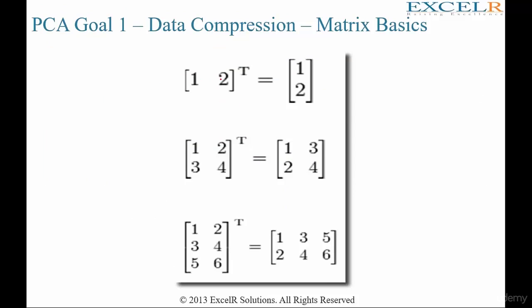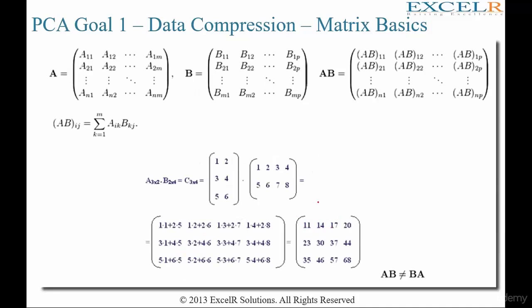If you take a transpose of that, the rows become columns. If you transpose this matrix, which is a square matrix, the first row becomes the first column, the second row becomes the second column. If you transpose this third matrix, this row becomes a column, this row becomes this column, and the third row becomes the third column. So you're just transposing the data.